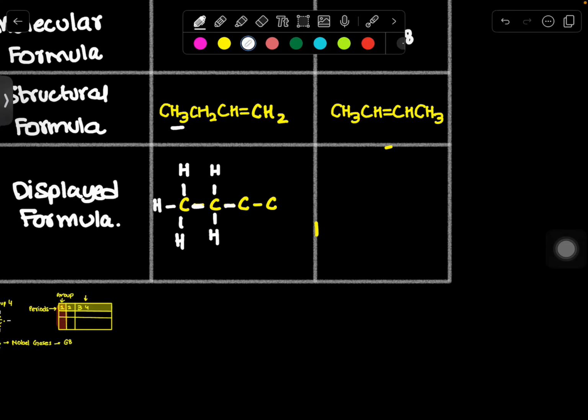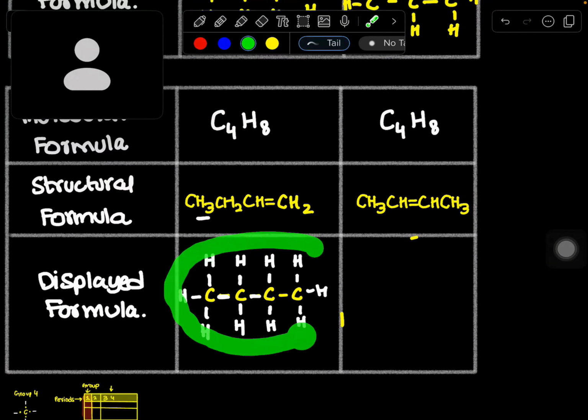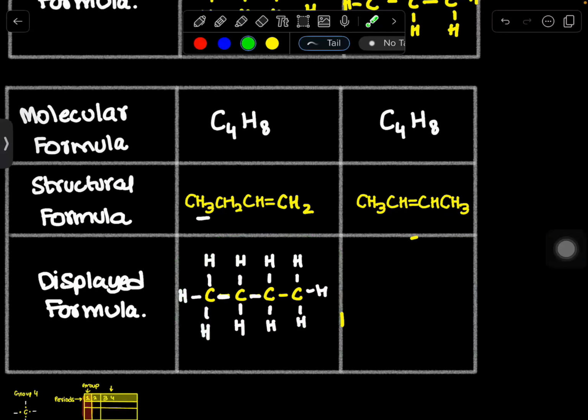How about the third carbon? How many hydrogens? 2. And for the last one, there's 3. So that is what you would do for a simple compound. Now, this is what the structure would look like if it had single bonds. But the structural formula tells us otherwise.